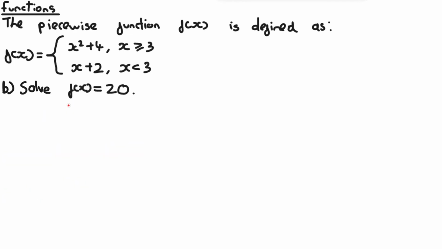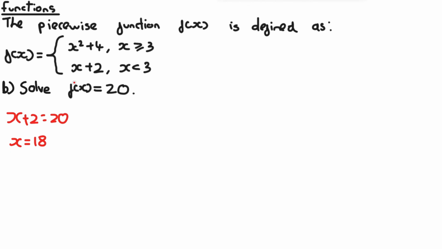So for part B, we have to solve the equation f of x is equal to 20. And in order to solve this, we have to consider the two functions individually, solve to get a value of x, and then we have to consider if these values of x that we get lie in the domain. So let's start with x plus 2. If f of x is equal to x plus 2, it would be x plus 2 is equal to 20. So therefore x is equal to 18.